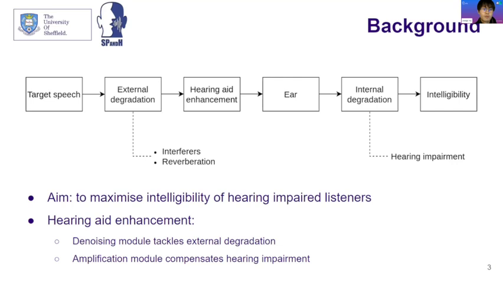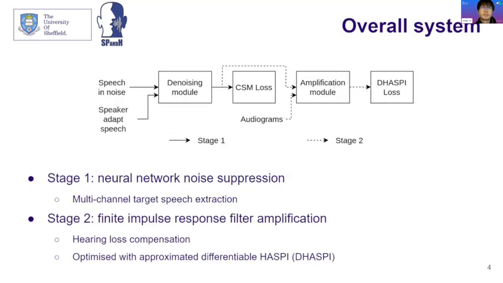To tackle the external degradation and bring compensation for hearing loss, our hearing aid enhancement system consists of a denoising module along with an amplification module. Here is the overview of our system. It is optimized basically in 2 stages.